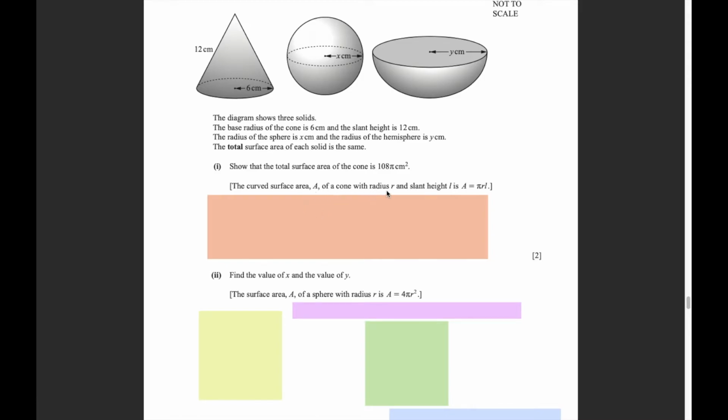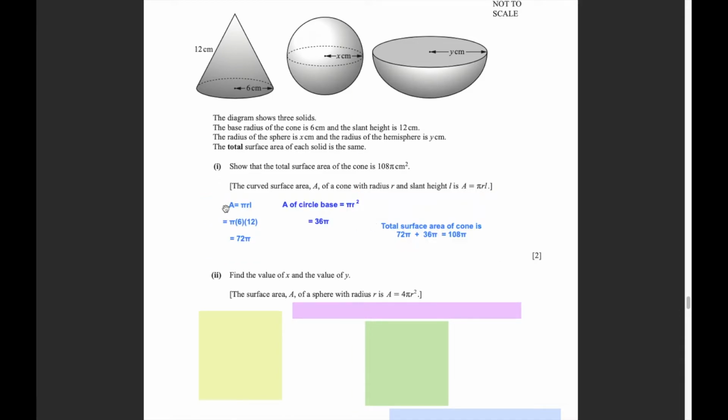So the curved surface area of a cone with radius r and slant height L is this formula. Area of the curved surface, pi r L, is pi times the radius times that slant height, which is 12. That gives you 72 pi. But we're not done. This cone does have a base. It's not like an ice cream cone that does not have a base at all. So we also have to find the area of the circle. We already know circle is pi r squared. So pi times 6 squared is 36 pi. So total surface area is the addition of both, which is 108 pi centimeters squared. Make sure to place centimeters squared at the end because it's always important to place the units.